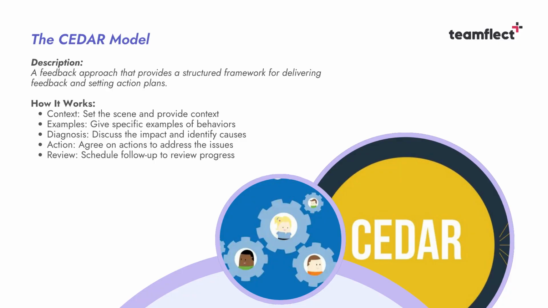Now, the first 3 steps in the CEDAR feedback model are essentially the same as SBI. You discuss the context, you give examples, and then you discuss impacts, but this time under the diagnosis section. The next 2 steps are where CEDAR differentiates from SBI, because first you devise an action plan on how to address those issues, and the next thing is review. You schedule a follow-up where you discuss how the action plan went.